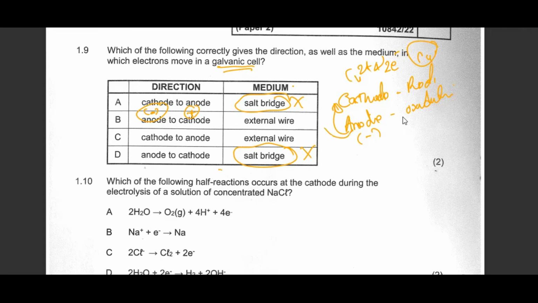So they come from the anode, and then they move to the cathode. See, and then now reduction will take place from there. That's why we shall say that from anode to cathode, but via external wire. Hence, B becomes the most correct answer in this regard.